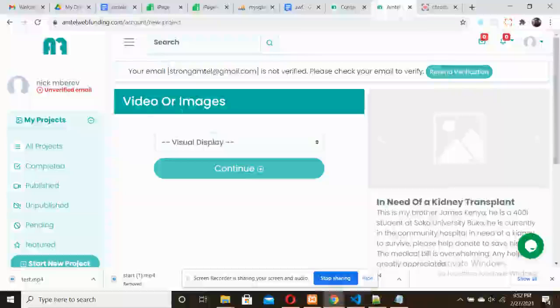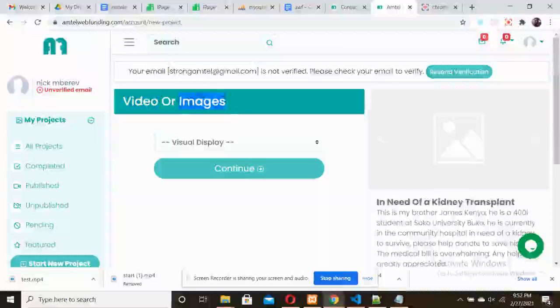Now I need to provide a visual display, like what should people see. If I'm talking about a sick person, I should show them here. If I'm talking about school, I should show the school. If I'm talking about my condition, I should show the condition, either by image or video. Or if I'm talking about something else, I should be able to provide an image or video that will captivate attention. Visual.